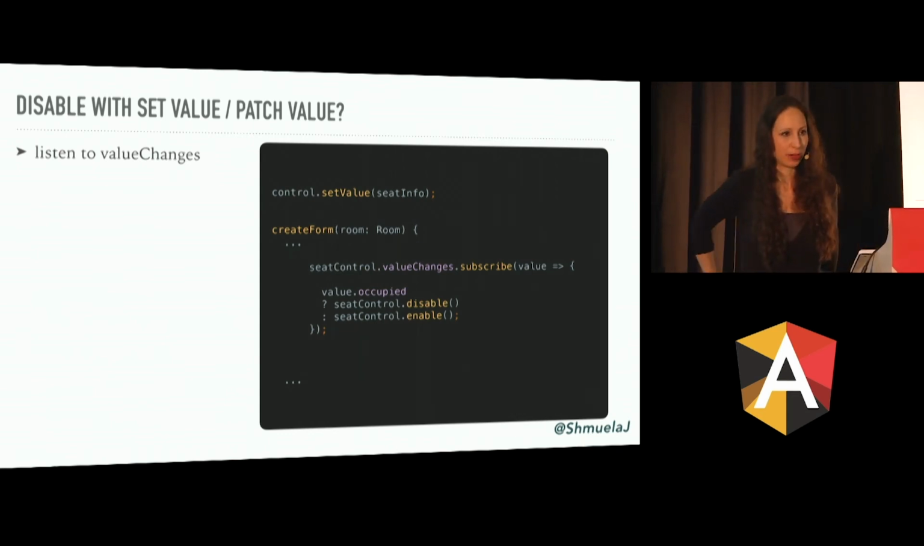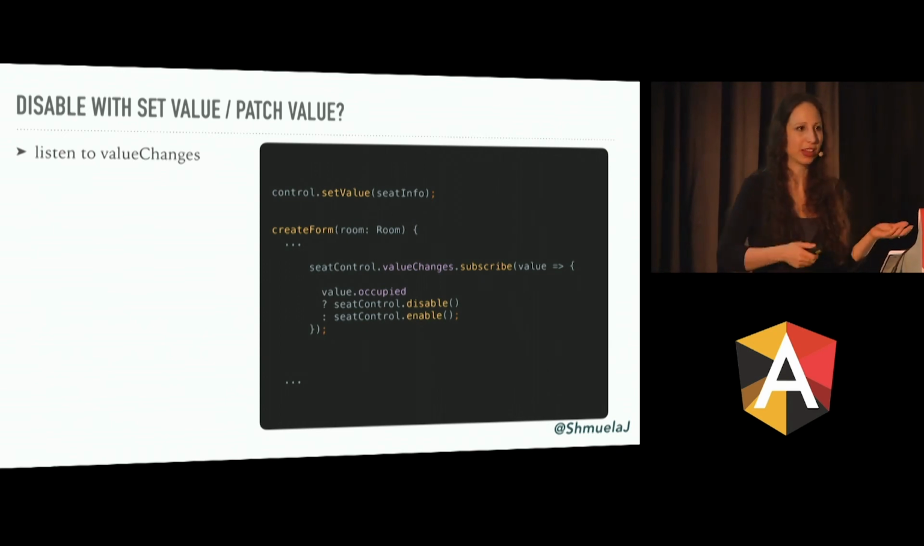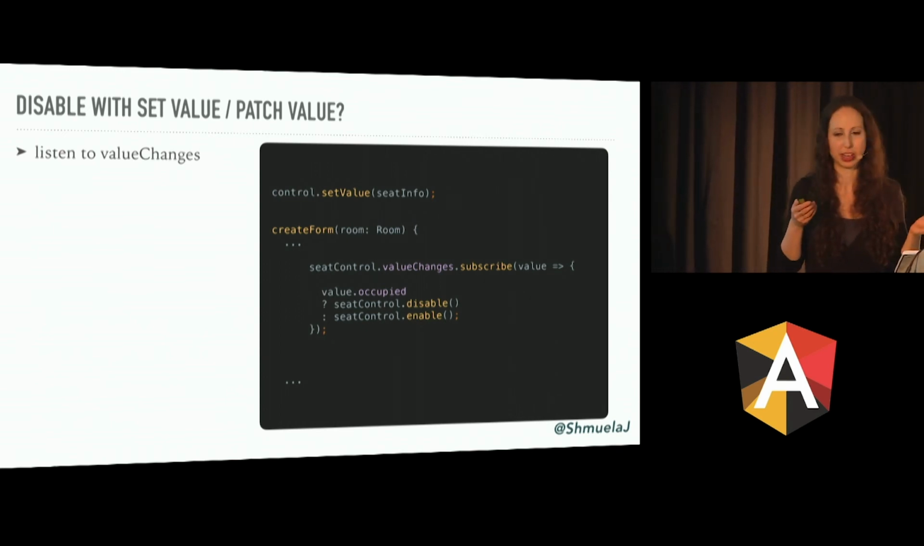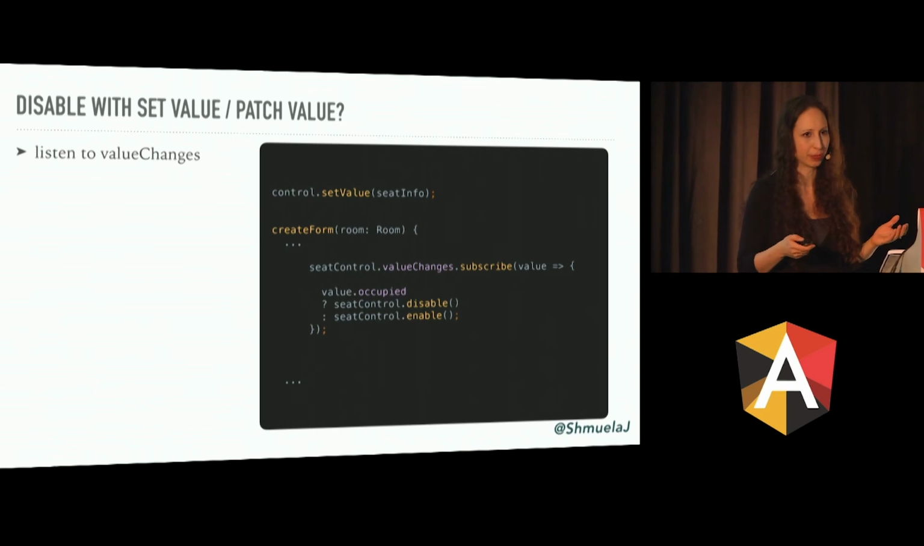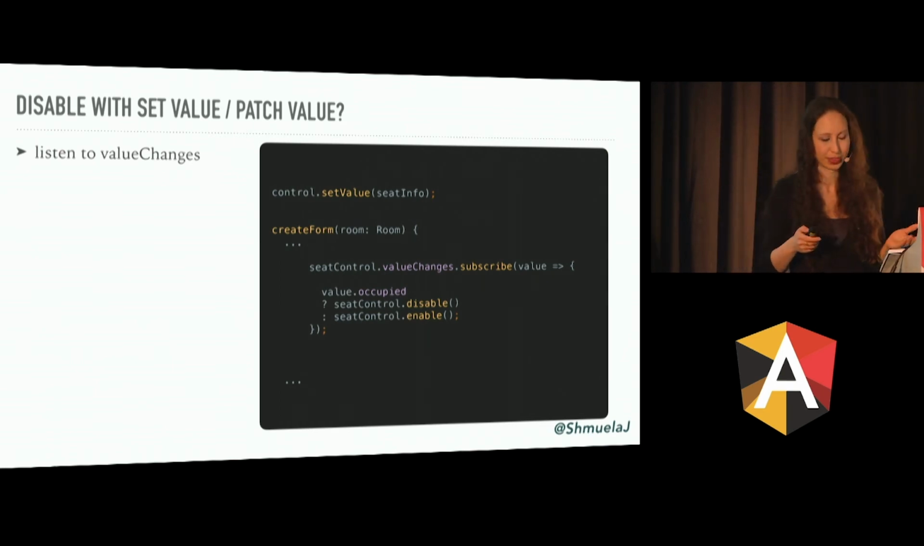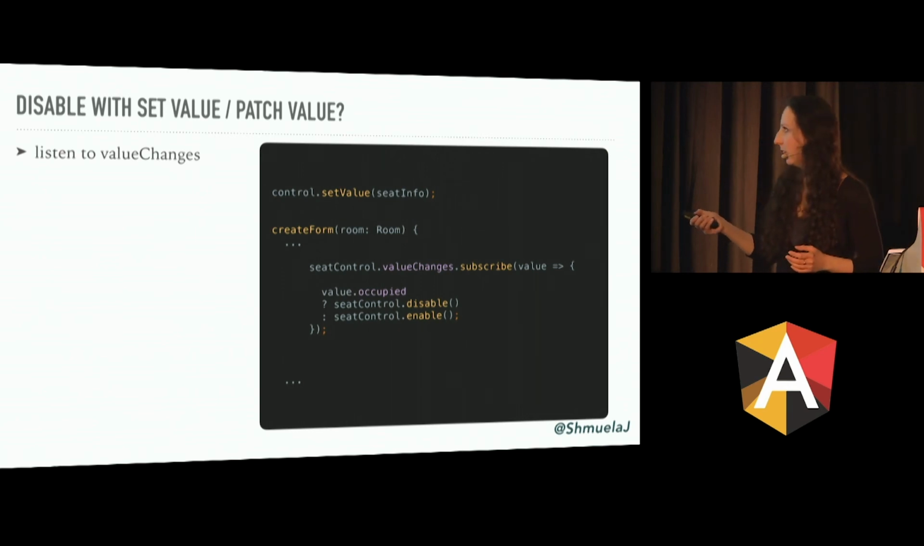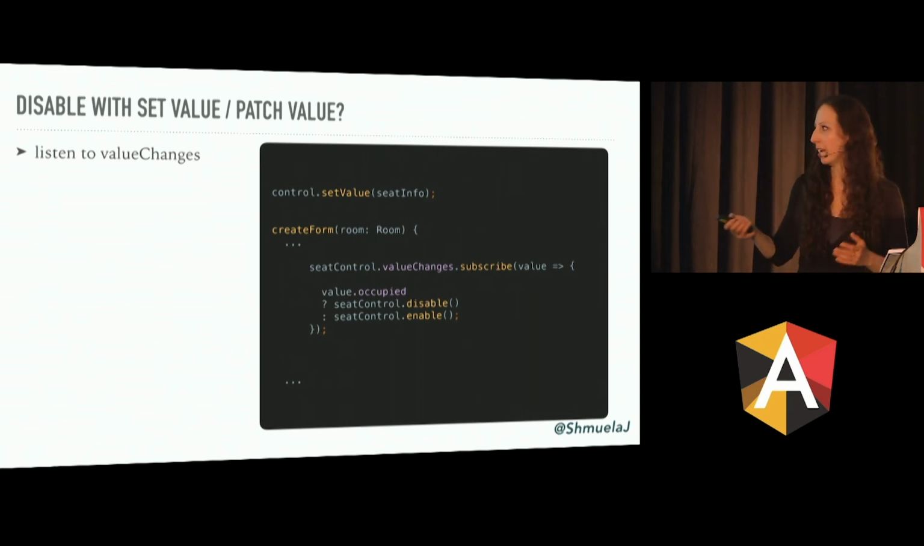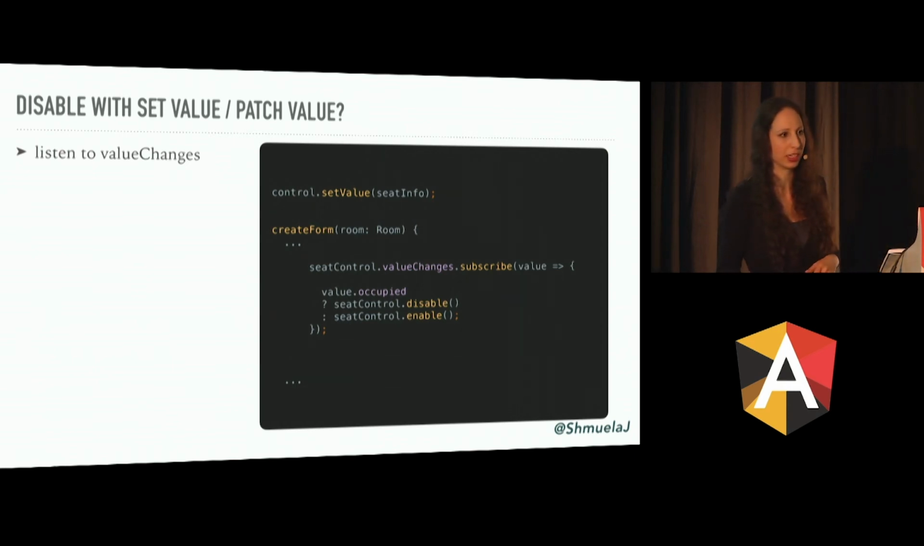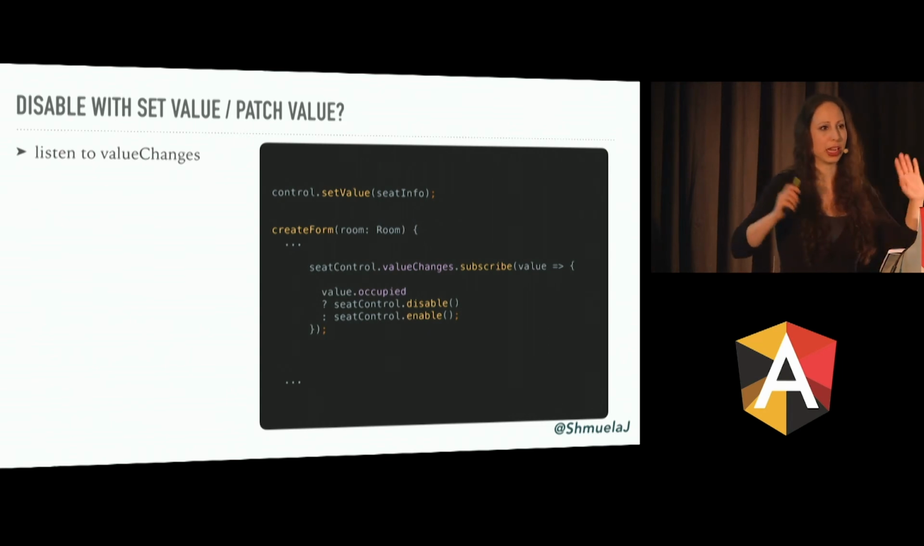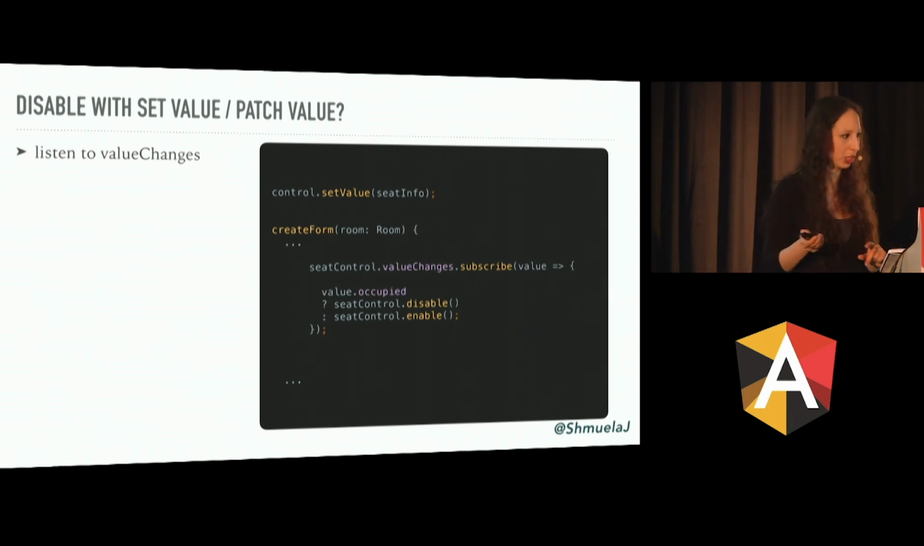Okay. So if you do have a value on the control that says that the seat is occupied or not, then you can listen to the changes of this form control with value changes. You can subscribe to it and say, okay, when the value changes, check if the value is occupied, and then disable or enable it. So this is a different way of doing this, but I'm sticking with the first way that I showed you.